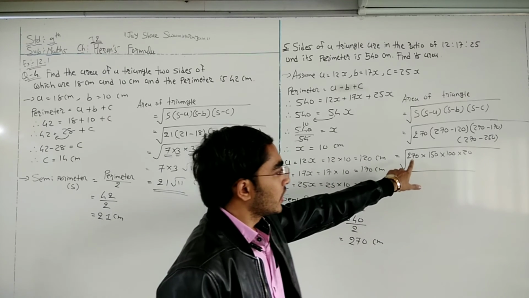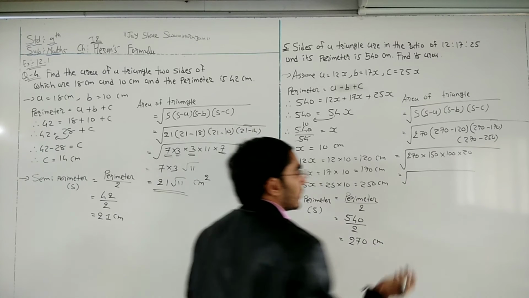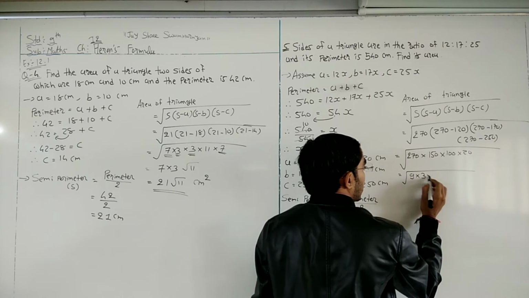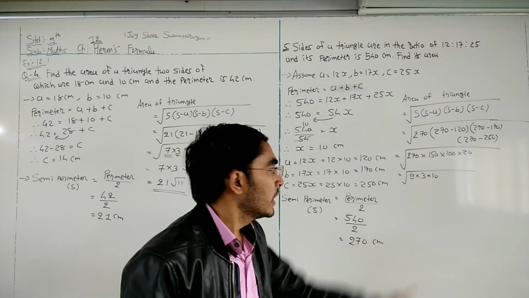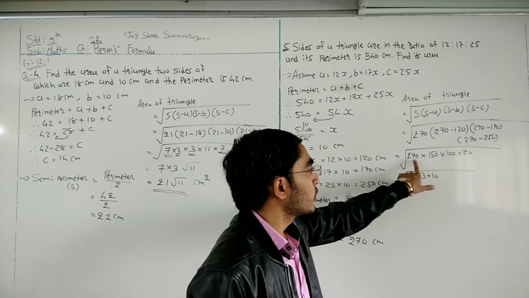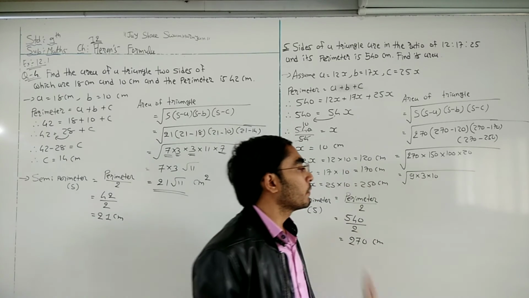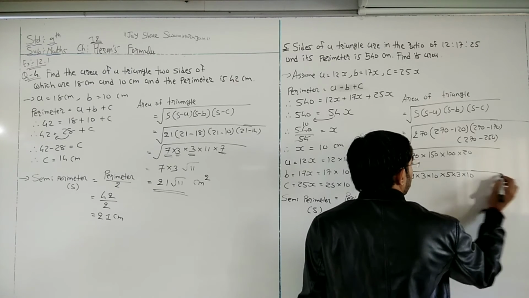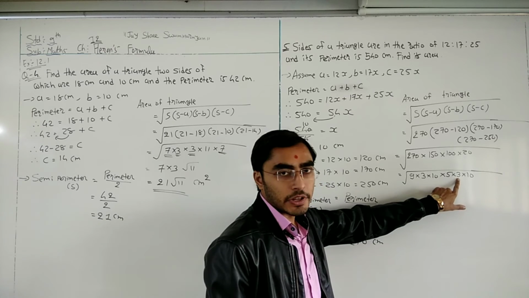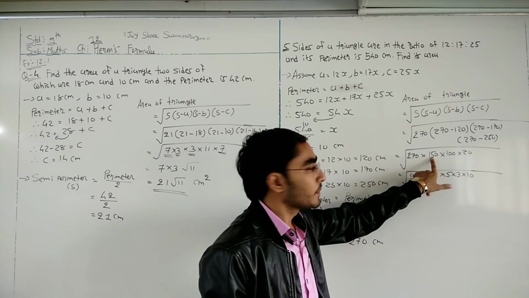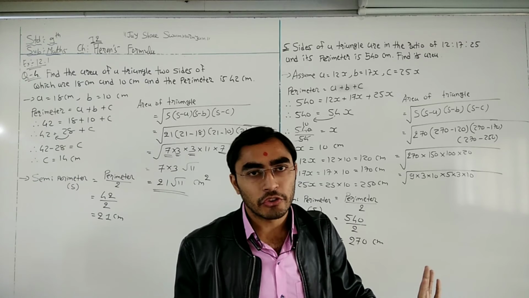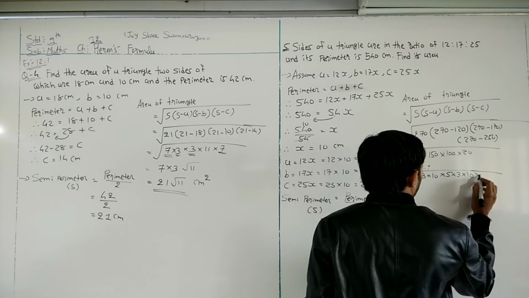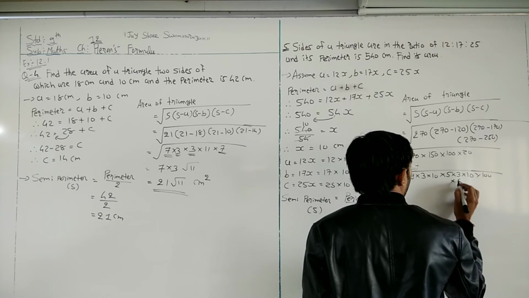Now 270, that means 9 3s are 27. 9 multiply 3 and multiply 1, 10. Okay. 9 3s are 27 into 10, 270. Then for 150, 5 3s are, so 5 multiply 3 multiply 10. 5 3s are 15 into 10, 150. Now multiply 100 remains as it is because square root of 100 that we know is 10. So 100 as it is. And for 20, 5 4s are 20.